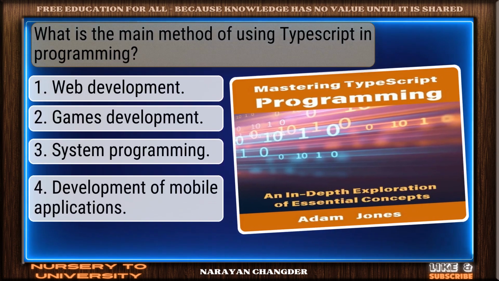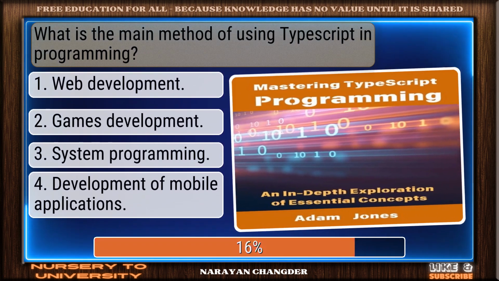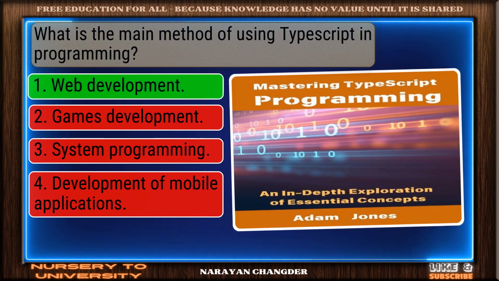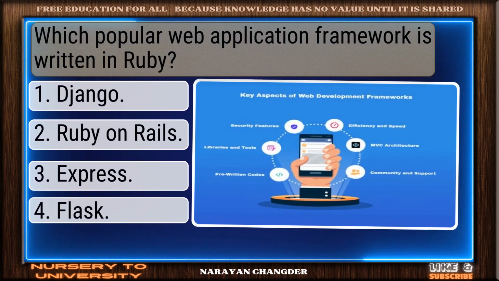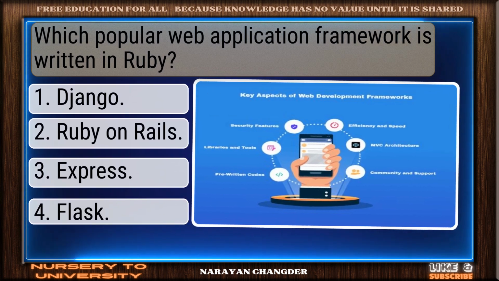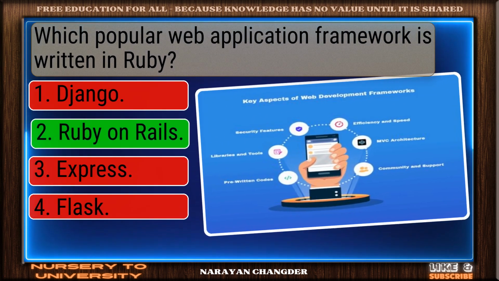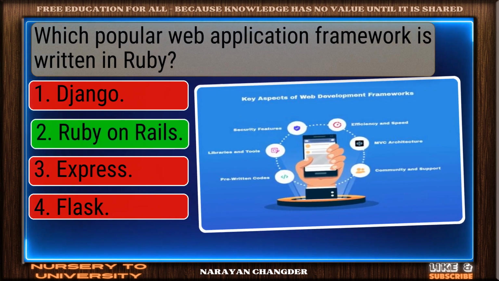Question number 9. What is the main method of using TypeScript in programming? On track. Web development is the correct answer. Question number 10. Which popular web application framework is written in Ruby? You're right. Ruby on Rails is the correct answer.